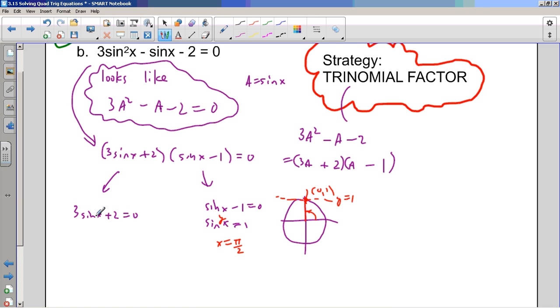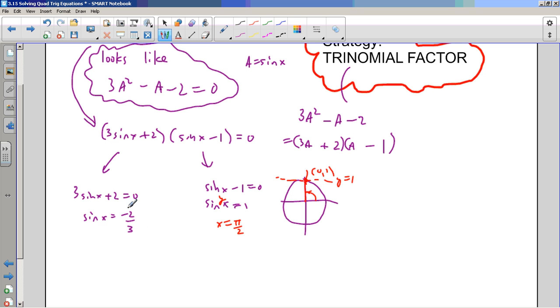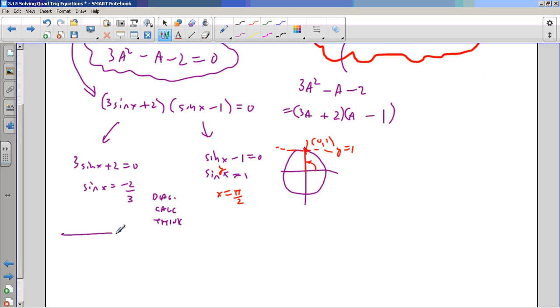Well, I've got to solve for the sine x, so it looks like a grade 11 equation, sine x equals minus 2 over 3. And this is like a regular one. This isn't a special angle. There's no square roots of 3's. There's no halves. So this is a diagram calculator think question. What do I mean diagram? Well, I think this is what I would do.